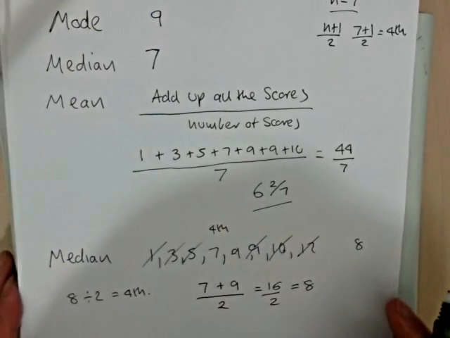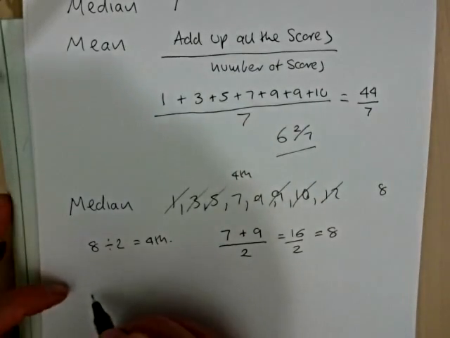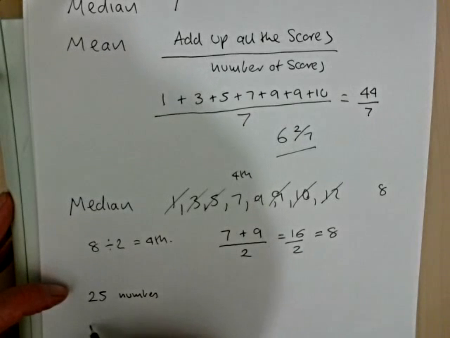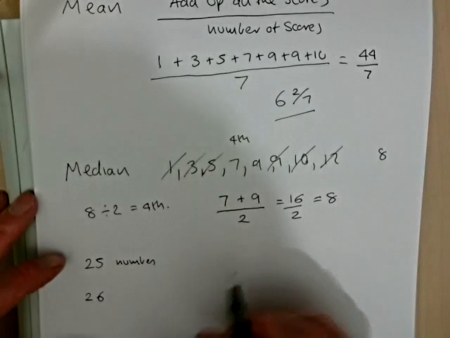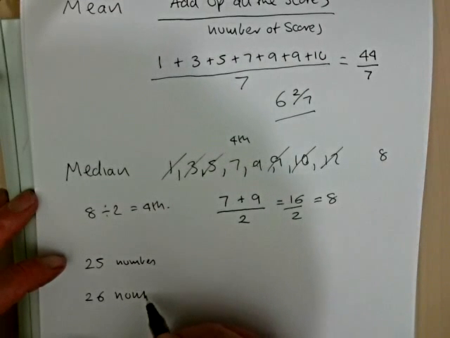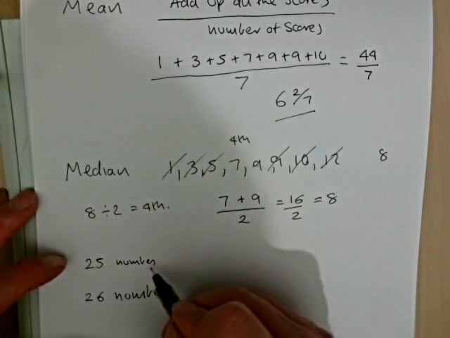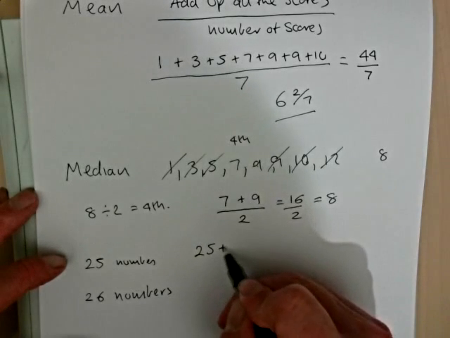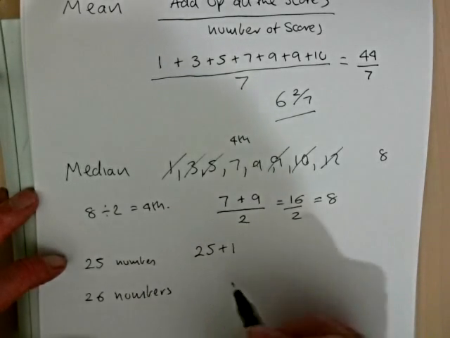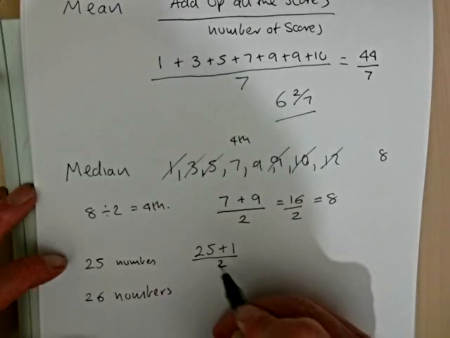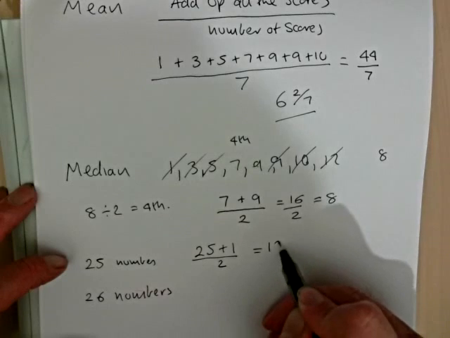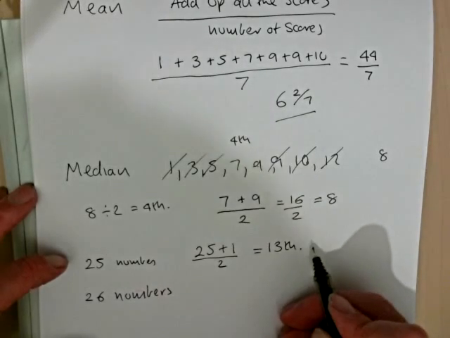So, just to recap, let's suppose we had 25 numbers, and another list with 26 numbers in. One is odd, so the position of the median, not its value, I haven't given you the list of numbers, but the position can be found by adding 1 to 25, dividing by 2, and it will be the 13th number in that list.